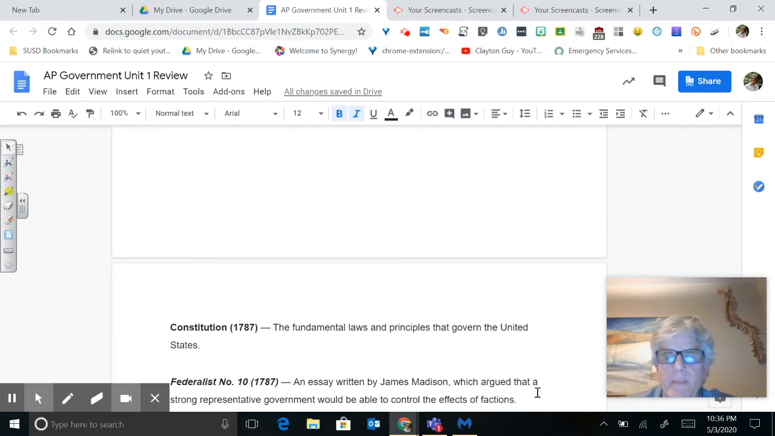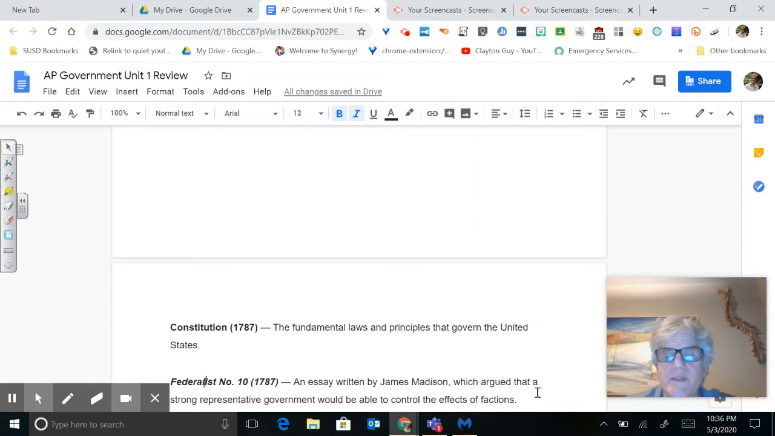Article 5 is how to amend the Constitution. There's 5 ways to amend the Constitution. Article 6 is the Supremacy Clause and paying debts and no nobility, no religious tests. And then Article 7 is how to ratify the Constitution. Ratification, 9 out of 13 states had to approve the Constitution.